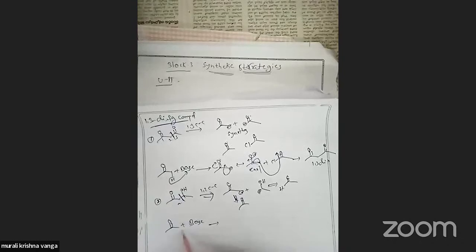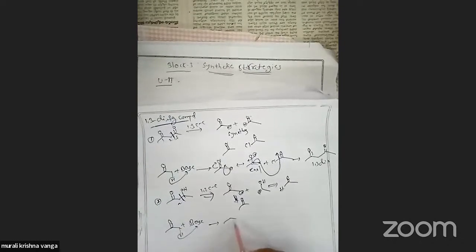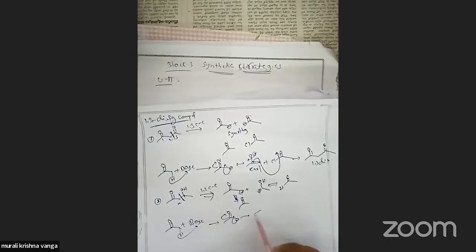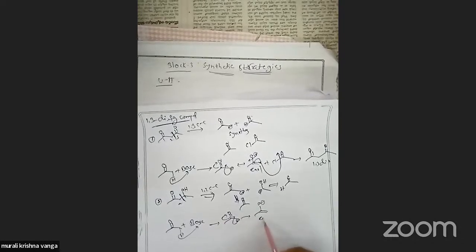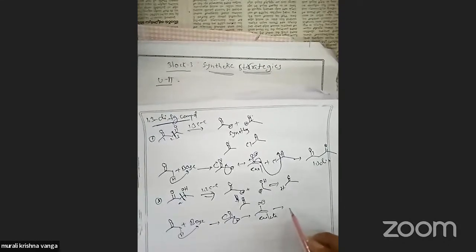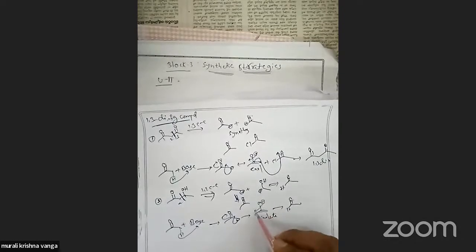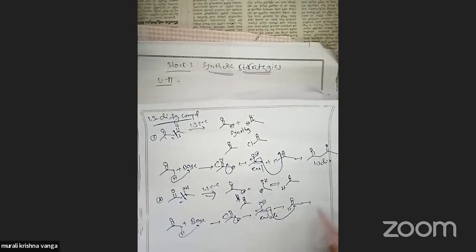base subtracts the proton from the alpha position, then produces an alpha carbanion. This alpha carbanion is stabilized by resonance. It forms enolate as the product. This enolate, when reacting with aldehyde, the aldehyde is converted into alcohol. This is the second example.